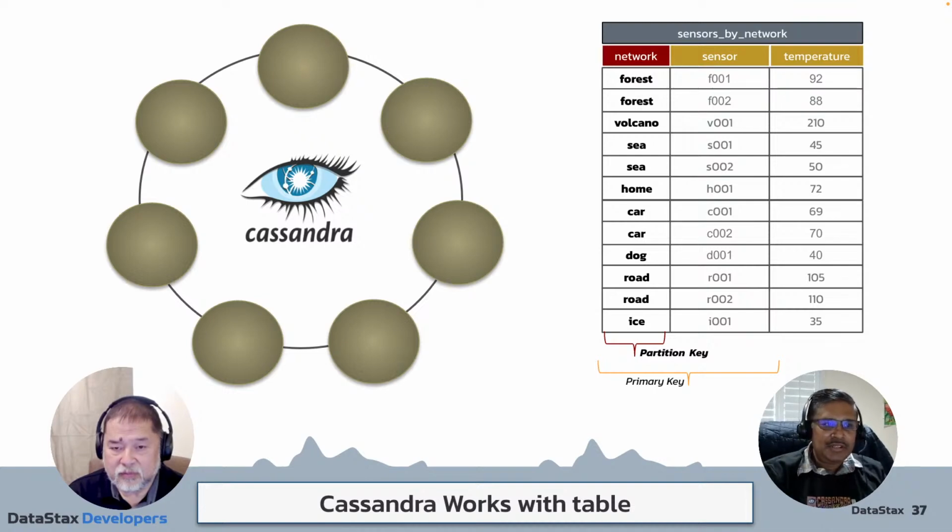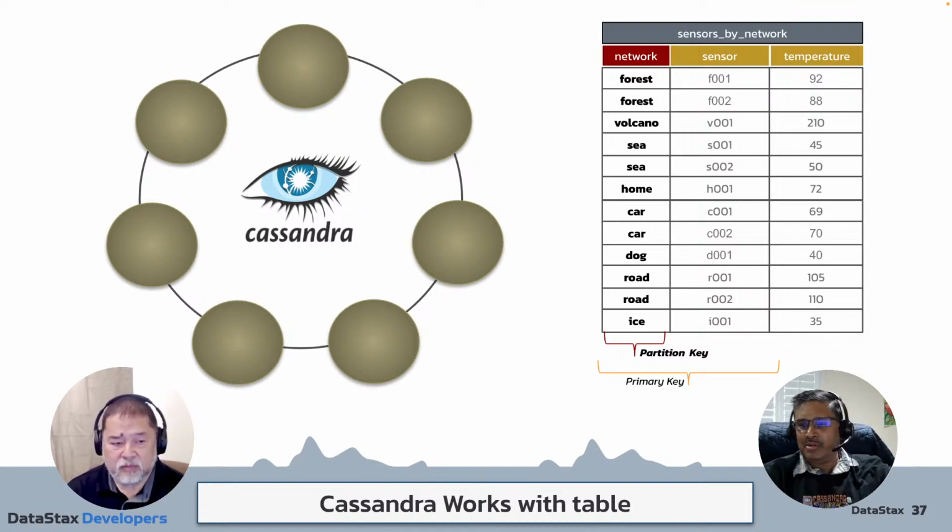Now, just to avoid any confusion, there is a partition key and there is a primary key. So in Cassandra, even though we declare it as a primary key, there are 2 portions to the primary key. The first portion is the partition key, which tells which particular node will host or own this data. And the second piece is called the clustering column.